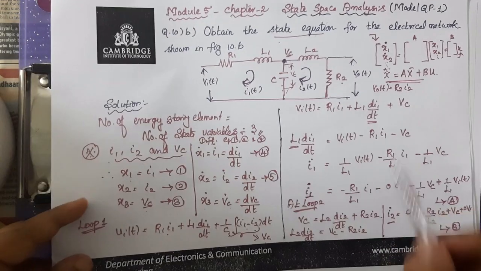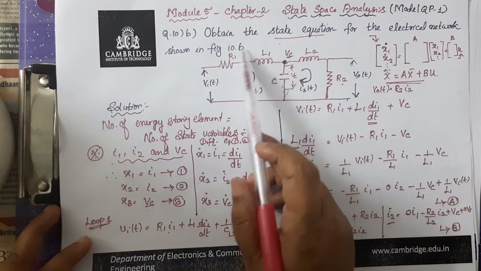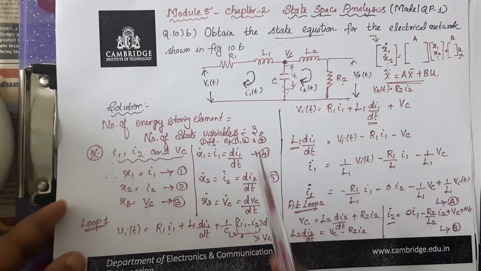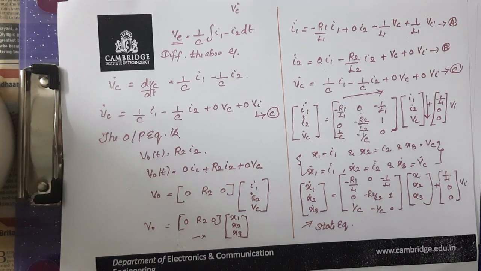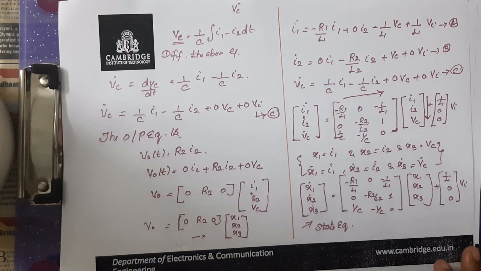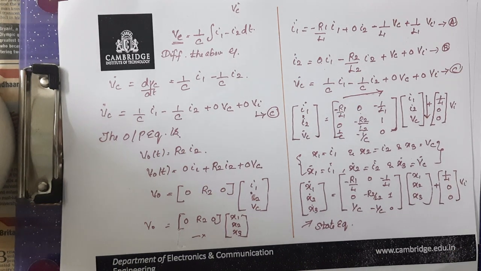Hence, for a given electrical network, we have obtained the state equation as well as the output equation. In the next lecture, let us solve a few more example problems related to this chapter, state space analysis. Thank you.